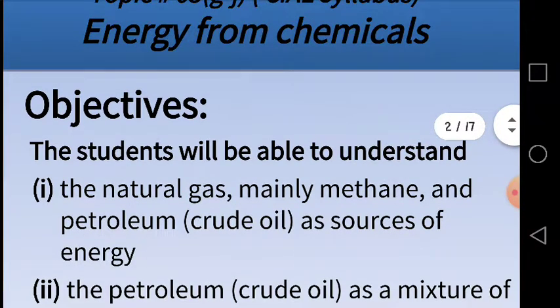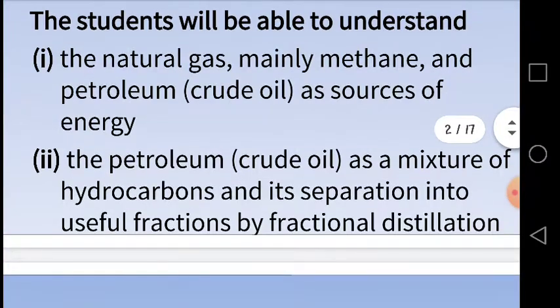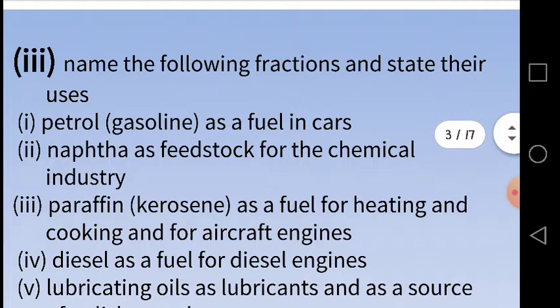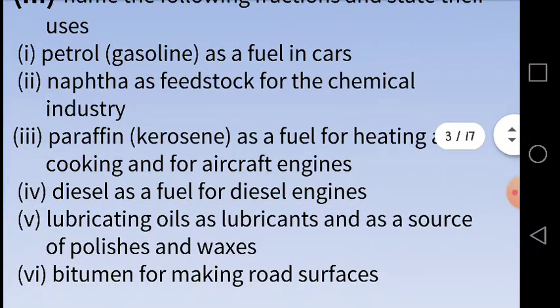We will try to understand the sources of energy like natural gas and petroleum or crude oil, and the fractional distillation of crude oil, as it is a mixture of hydrocarbons and its separation into useful fractions. Thirdly, we will focus on the names of the fractions and their uses obtained from crude oil, like petrol or gasoline, naphtha, paraffin or kerosene, diesel, lubricating oils, and bitumen.